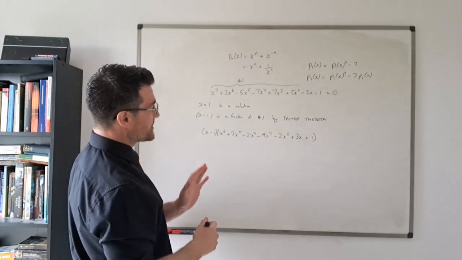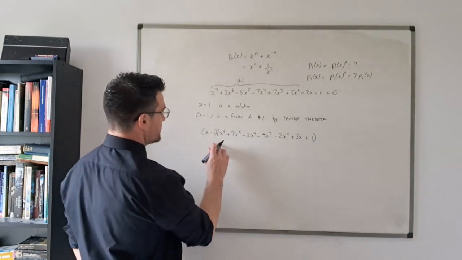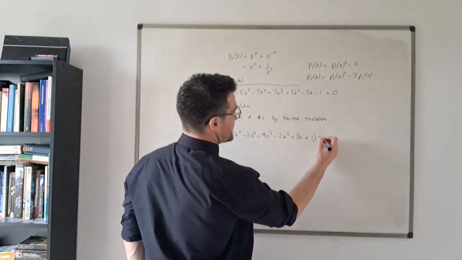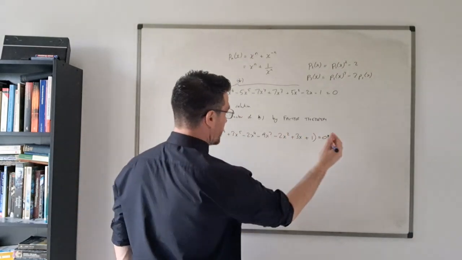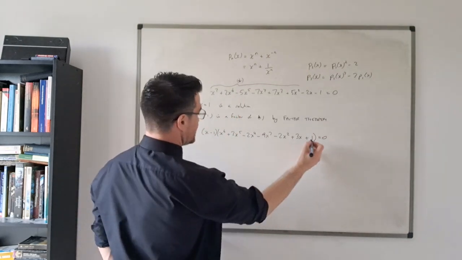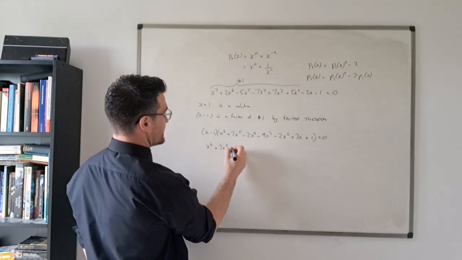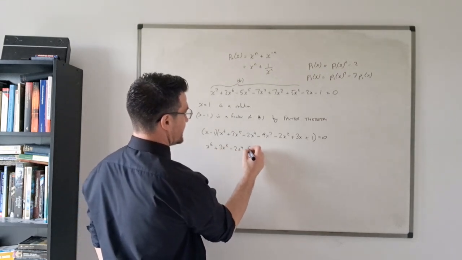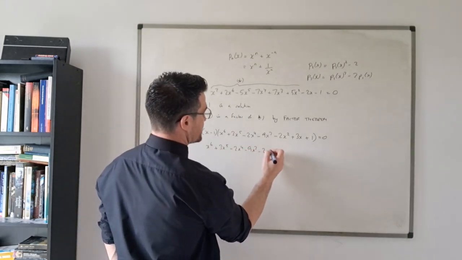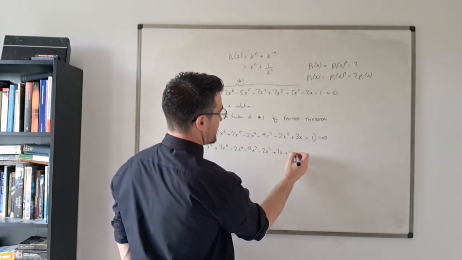But this is good, because now if this is equal to 0, that means that x equals 1 or this is equal to 0. So I need the equation x to the 6 plus 3x to the 5 minus 2x to the 4 minus 9x cubed minus 2x squared plus 3x plus 1 equals 0.